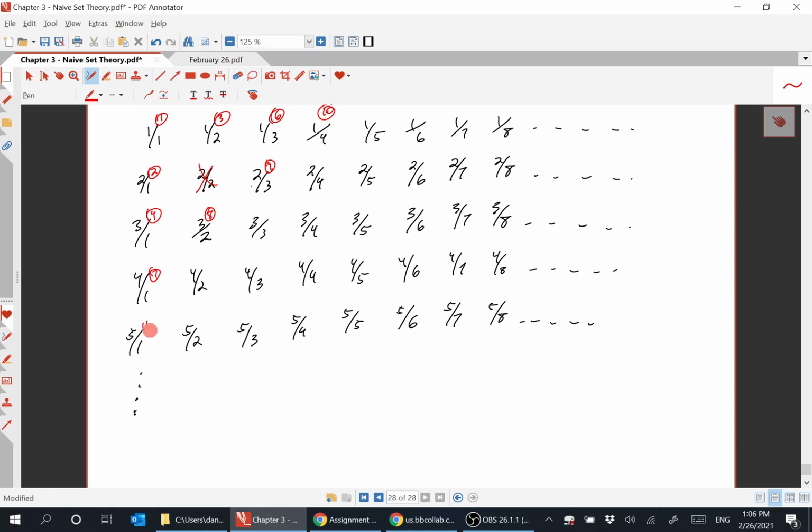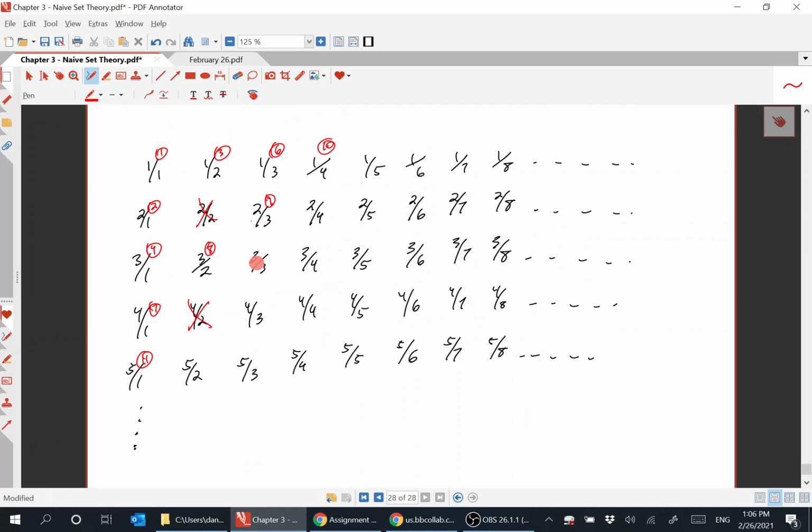5 over 1, that's number 11. 4 over 2, it's the same as 2, so just leave it out. 3 over 3, it's the same as 1, just leave it out. 2 over 4, it's the same as a half, just leave it out. And then what am I on? 12, number 12. Essentially, the fraction needs to be in lowest terms. So anytime a fraction is not in lowest terms, you just chuck it out.